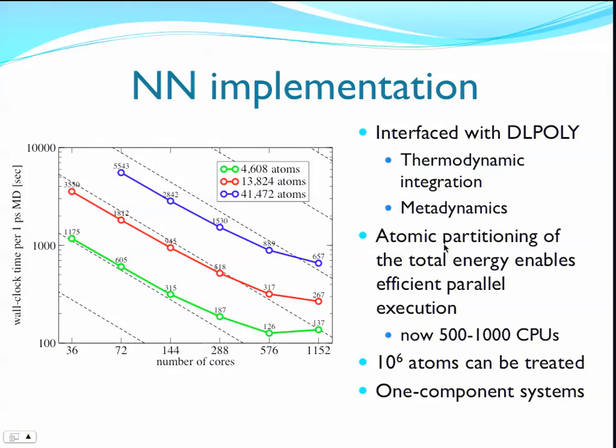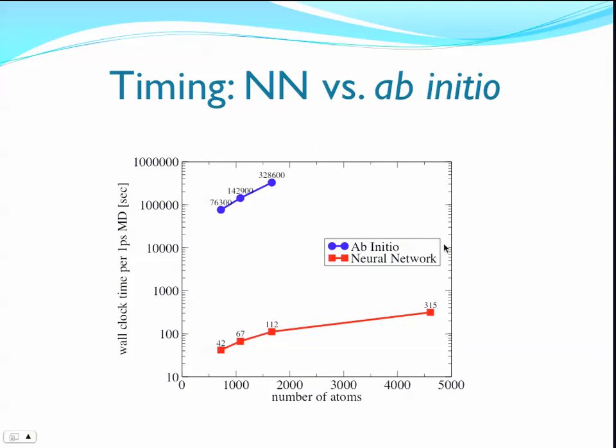Of course, this parallel execution is based on atomic partitioning of the total energy. So essentially, a CPU is assigned a group of atoms in our system. Currently, a realistic size of the system that we can treat with the neural network code contains approximately 1 million atoms, and we can only treat one-component systems with this version of the code.